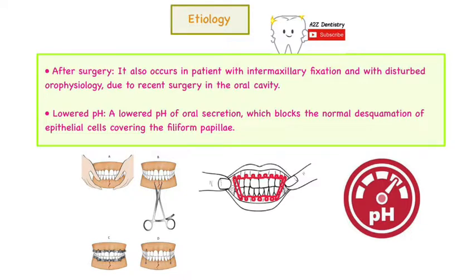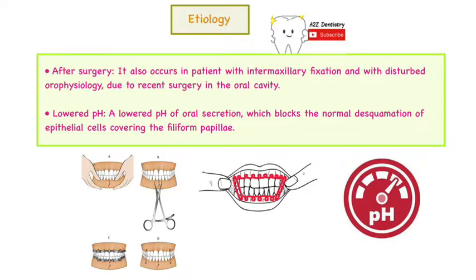Another important causative agent is the lowered pH of the oral secretion. Now, here this oral secretion basically refers to saliva. Now, we all know that 5.5 is regarded as the critical pH of the saliva, and below this pH, that is in an acidic environment, it leads to demineralization and there is a net loss of calcium and phosphate from our enamel, right? So, we don't need that kind of environment.